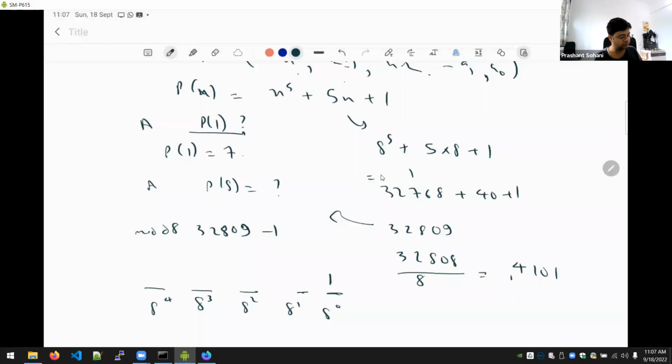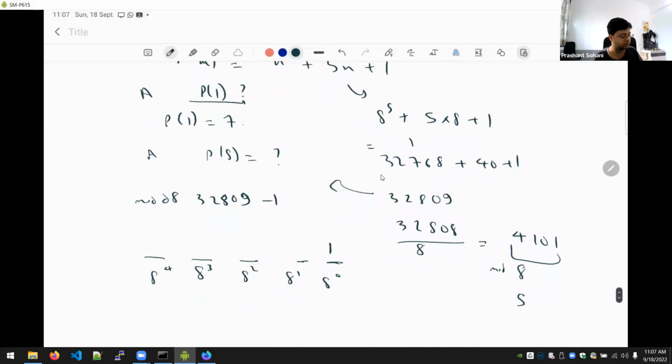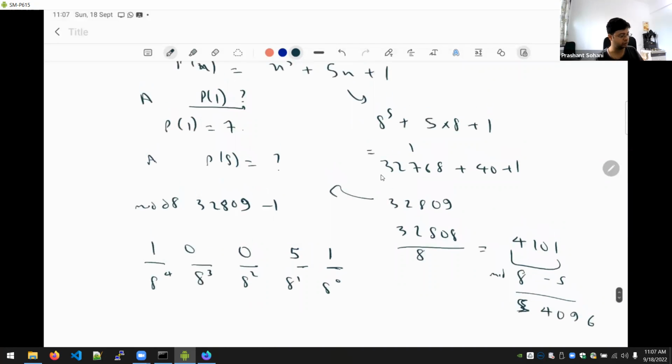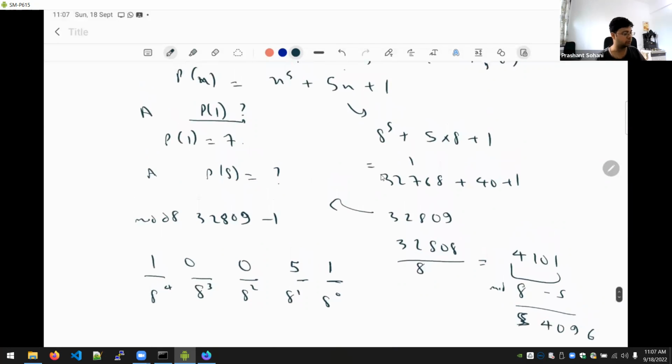Now 4101 again divided by 8, you will see the remainder is 5. So the next digit is 5. Then 4101 minus 5 will be 4096. And now 4096, I can quickly just write it, it's just going to be 8 cubed. So Alice knows what the polynomial is. It is x raised to 8 cubed plus 5 times 8 plus 1.